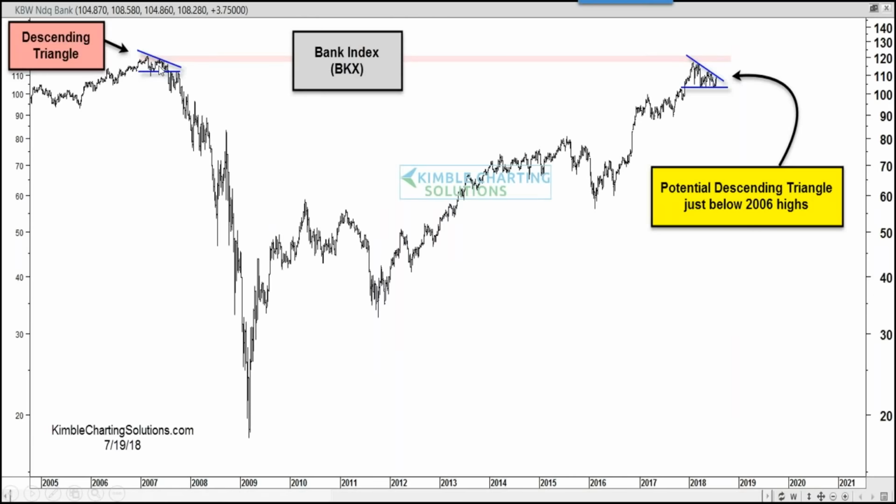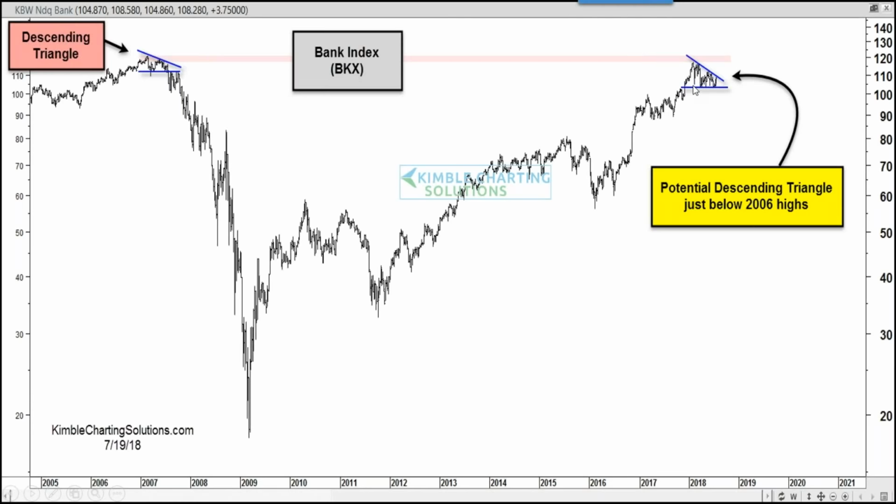So this is the pattern that we just highlighted in 2007. There was that descending triangle. So after the meltdown in banks, the trend is up, and they've continued up and up and up. They've now made it back to the 2007 highs. So they hit the 2007 highs earlier this year at the beginning of 2018.